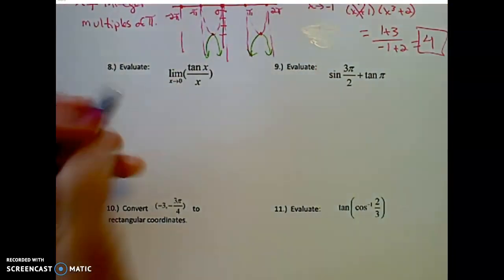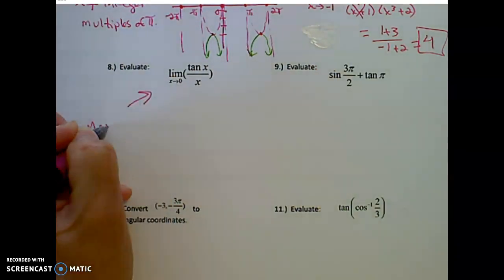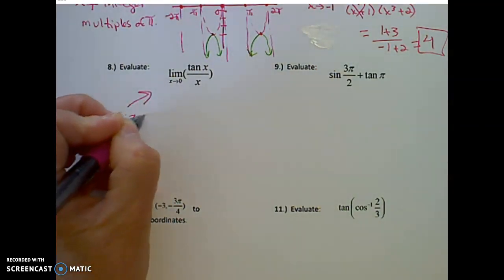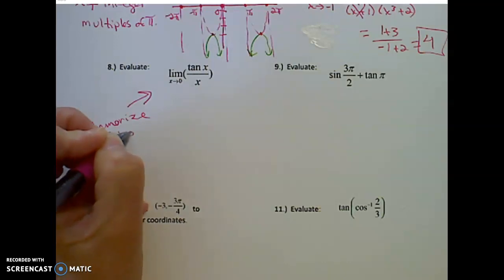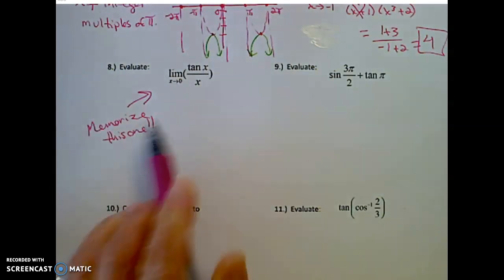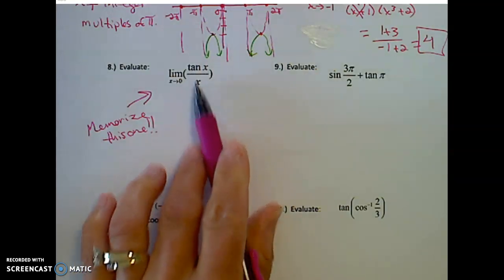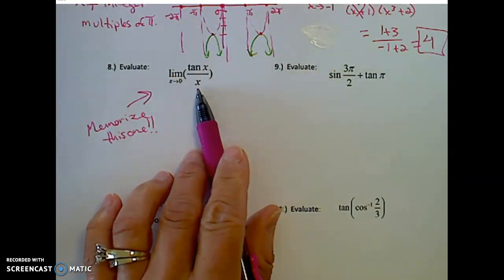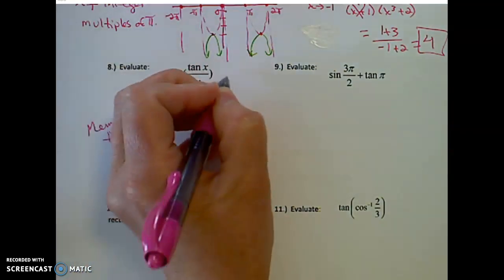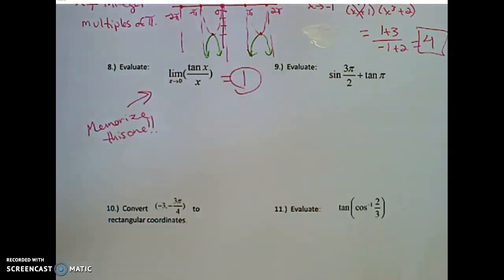You know what? This is one limit that we're just going to ask you to memorize next year. Alright, so we'll start to memorize it. The limit as x approaches 0 of tangent x over x is undefined when x is equal to 0, but the value of this limit is simply equal to 1.